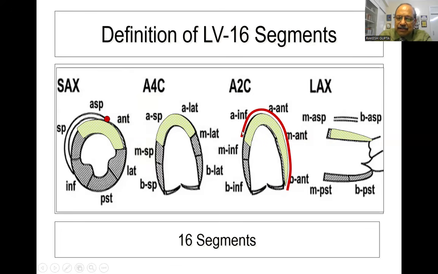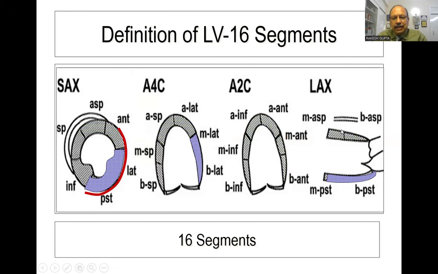2 chamber, apical inferior and apical and the whole of the anterior wall is supplied by LAD. Mid anterior septum and basal anterior septum will be supplied by LAD. If I look at this, we have posterior, mid and basal posterior wall, mid and basal lateral wall.